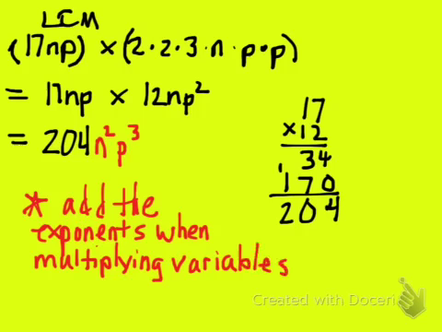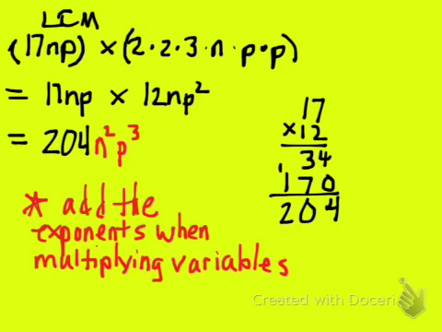Okay? Make sure you pause. Maybe you have to rewind and watch that again. But basically, you're multiplying the numbers, and then you're going to multiply your variables. And the variables, really all you're doing there is adding the exponents together. Okay? So that's our LCM. Pause, rewind, whatever you need to do to make sure you've gotten it.